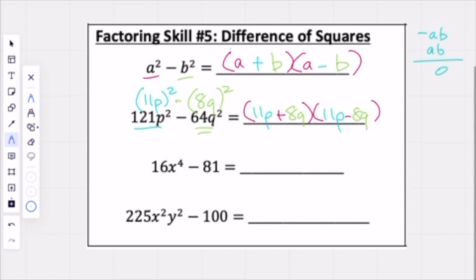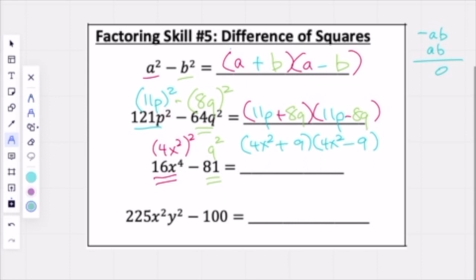All right, so let's first start here at 16x to the fourth. What is being squared to give us 16x to the fourth? Well, of course, that's going to be 4x squared, because if we square that, we will get 16x to the fourth. And what's being squared to give us the 81? Of course, that's 9. Let's go ahead and put that in our two sets of parentheses. We have 4x squared in the front and 9 in the back. First one will be plus, last one will be minus.